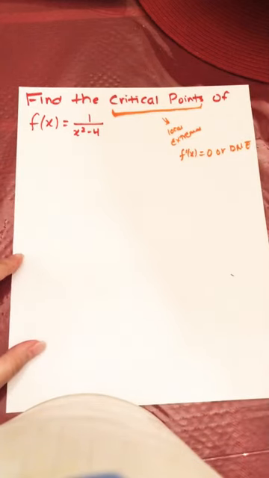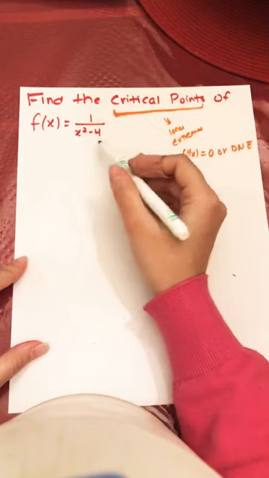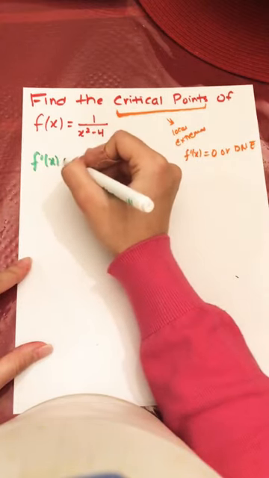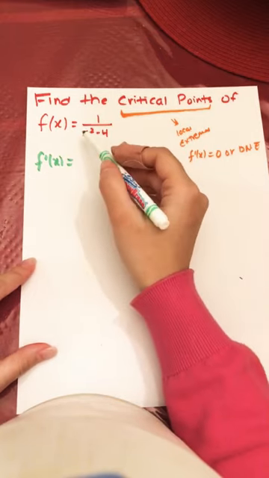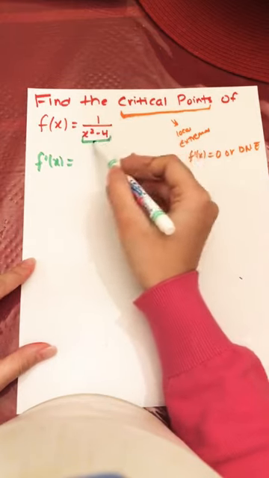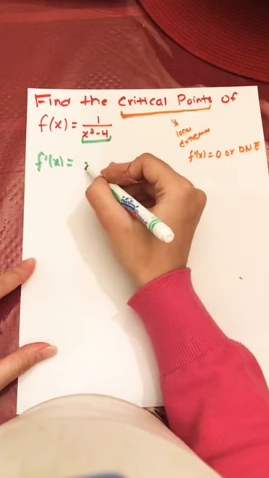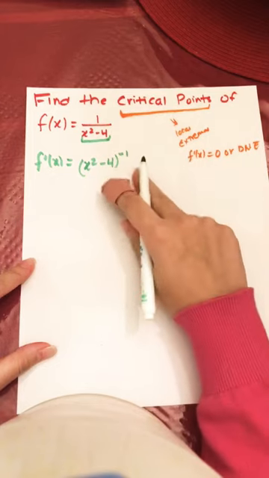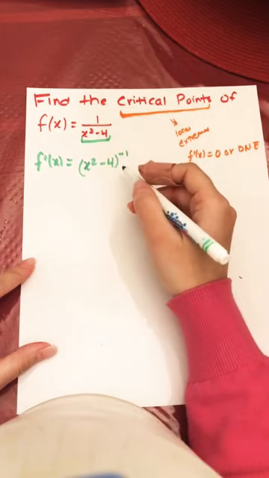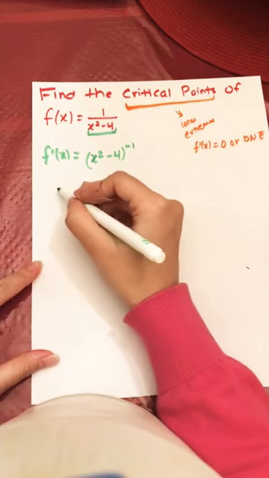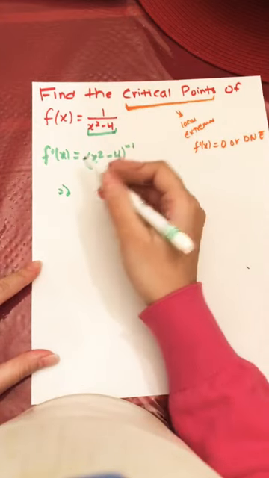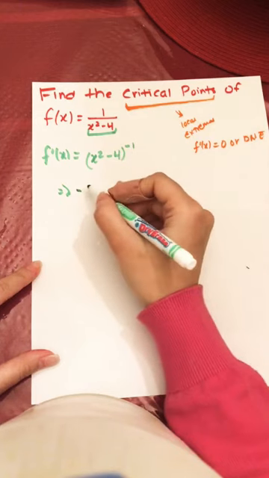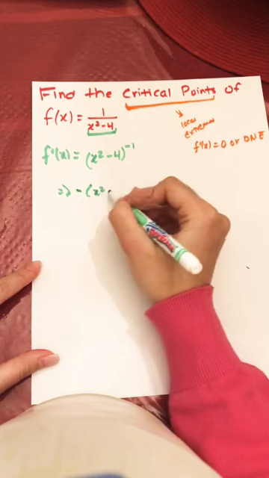So to start, we have to find the derivative of this function. So we're going to have f prime of x is equal to, now what we can do with this is we can bring it to the top to make it easier for ourselves. So when we bring that to the top, we have x squared minus 4 to the negative 1 power, because we brought it to the top. And this is a chain rule, so we're going to have to start with the outside function. So when we bring this negative 1 to the front, we just have negative x squared minus 4.